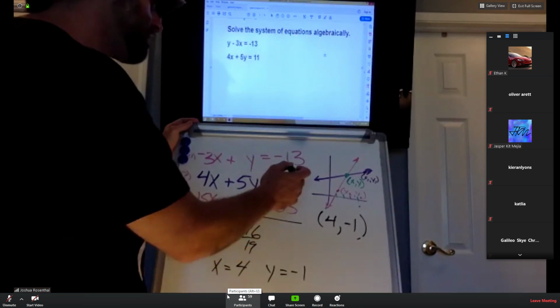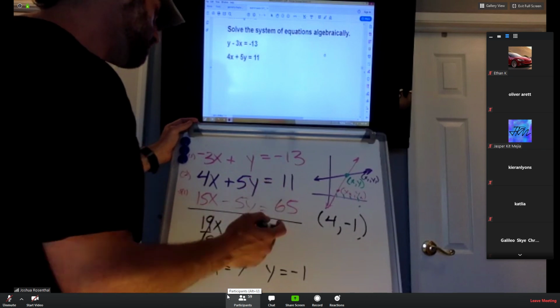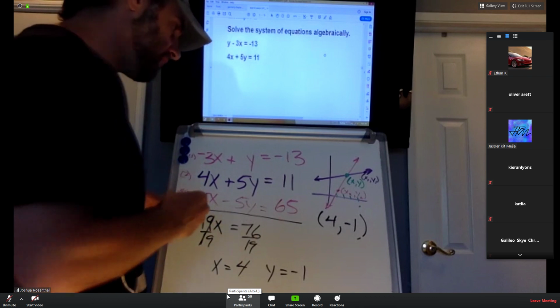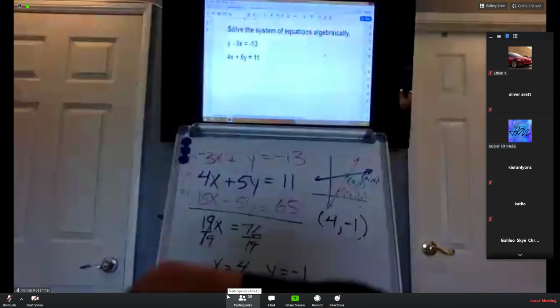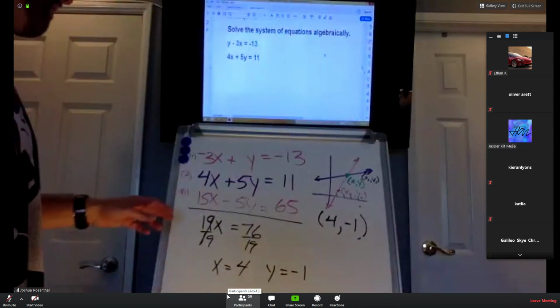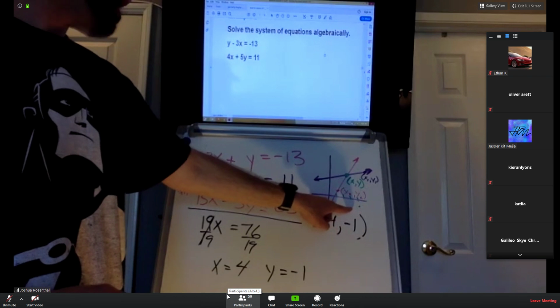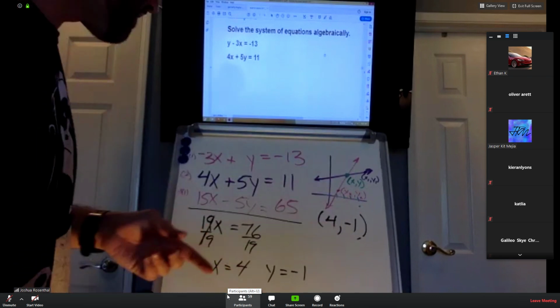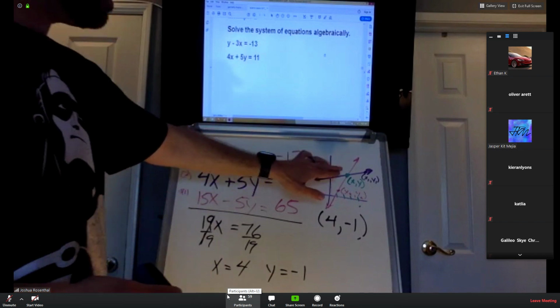Oh, I know why. No, that's weird. How could that have been? I sketched that wrong. My eraser. What? How could 4, negative 1 be here? How could they have met in quadrant 4? I must have sketched something wrong. But anyway, the point of it, no pun intended.